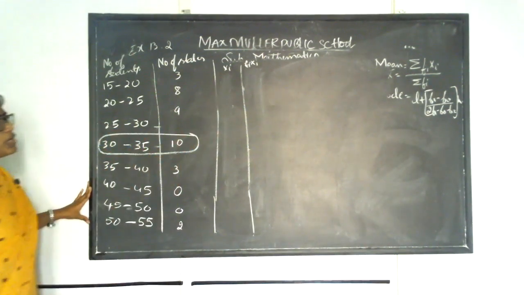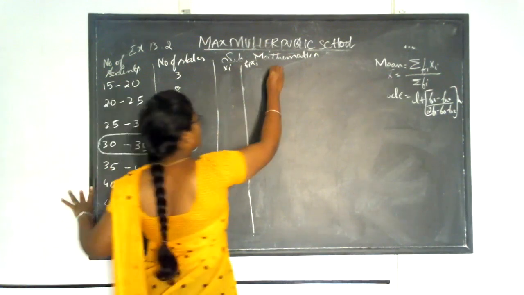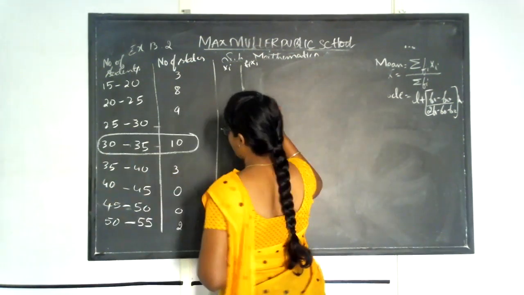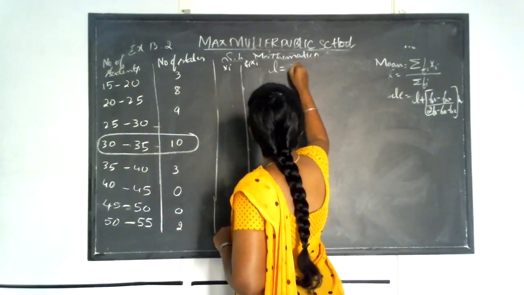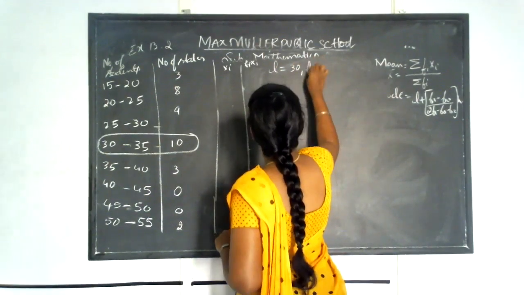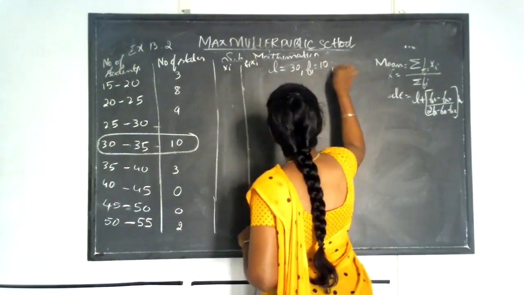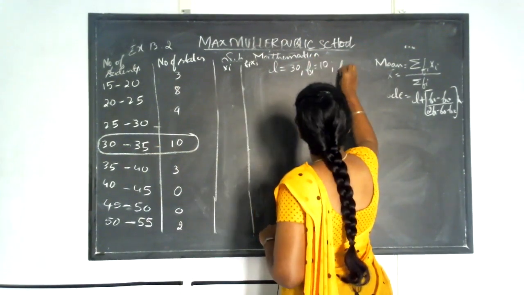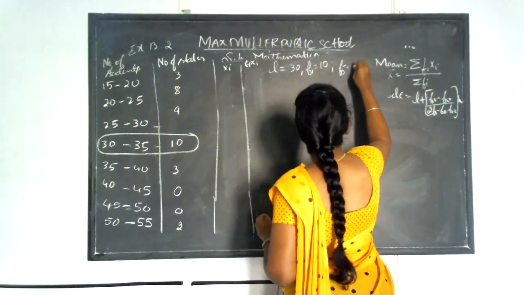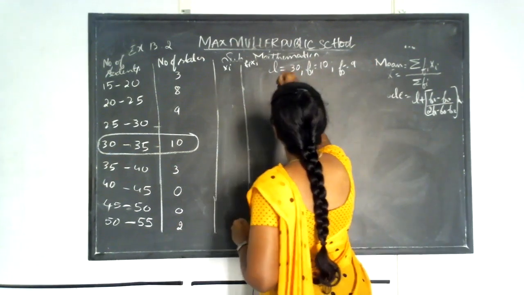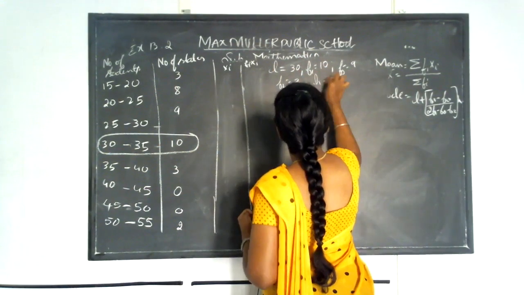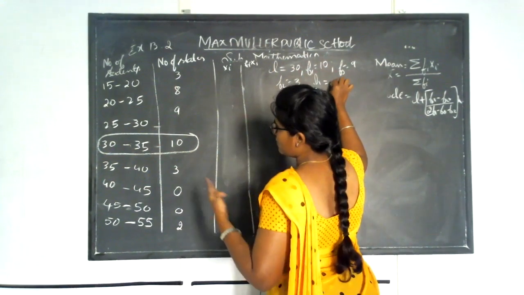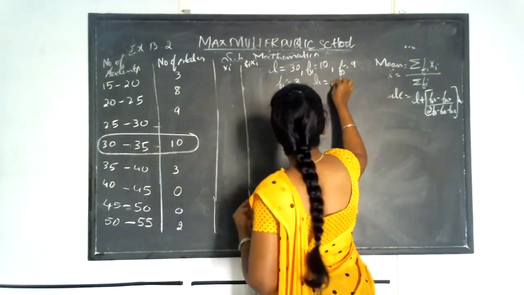Now, what all you want in the mode? The modal class has been found out. Then what else you want? L. L is the lower limit, which is 30. Then F1 is the frequency of the modal class, 10. Then F0 is the preceding frequency. F2 will be the succeeding frequency. Then H. H is 35 minus 30.